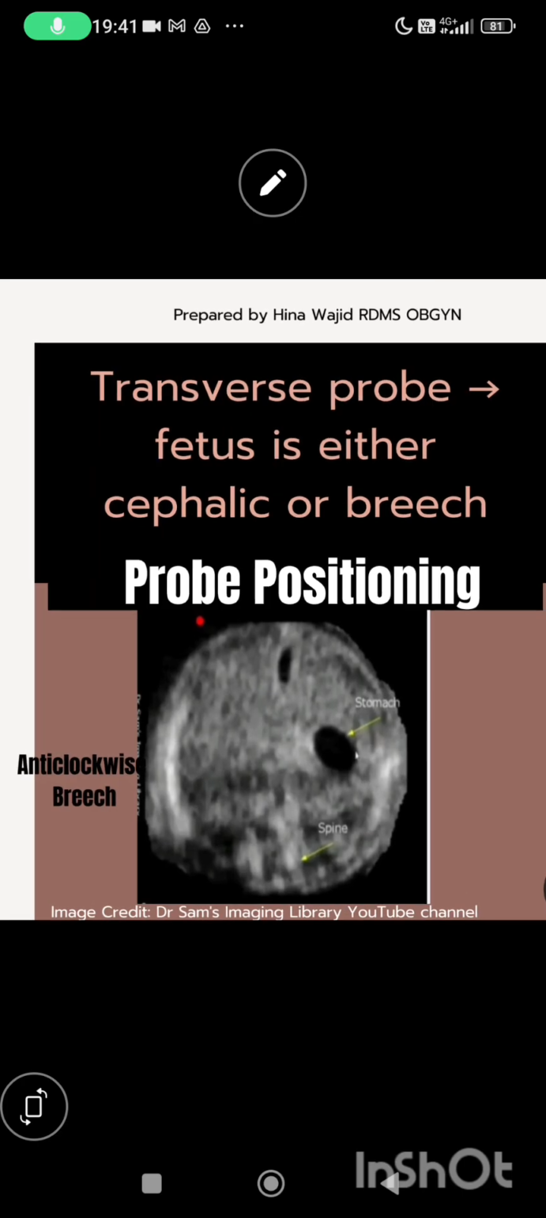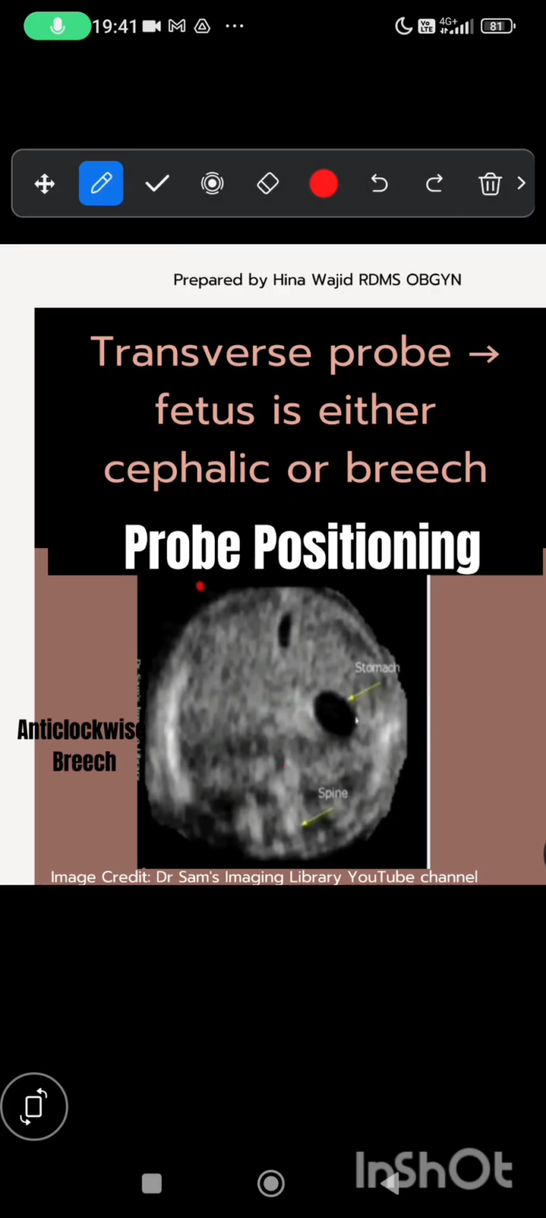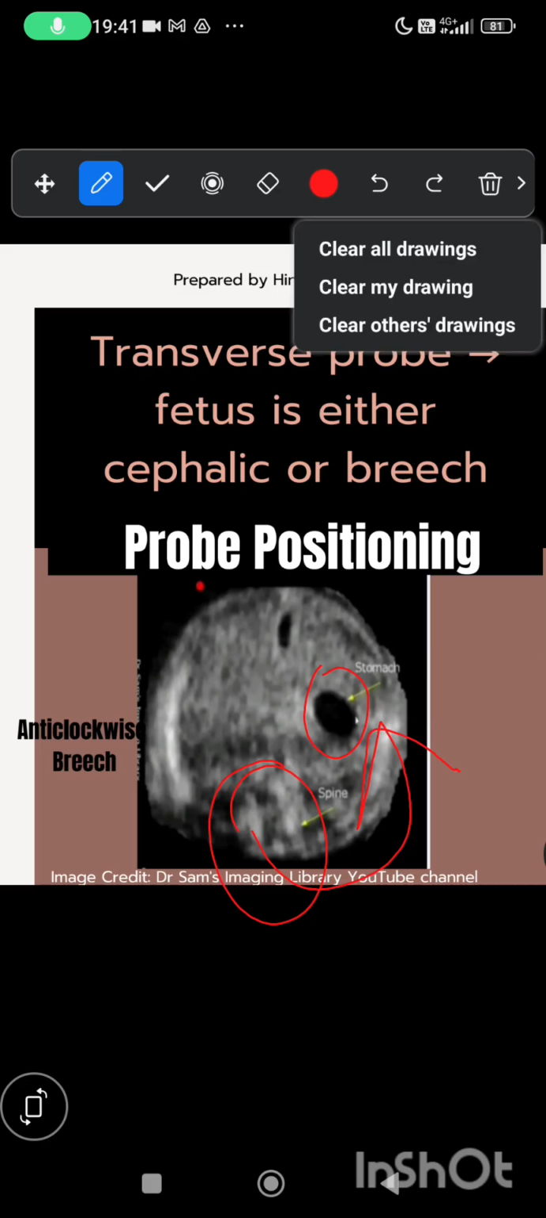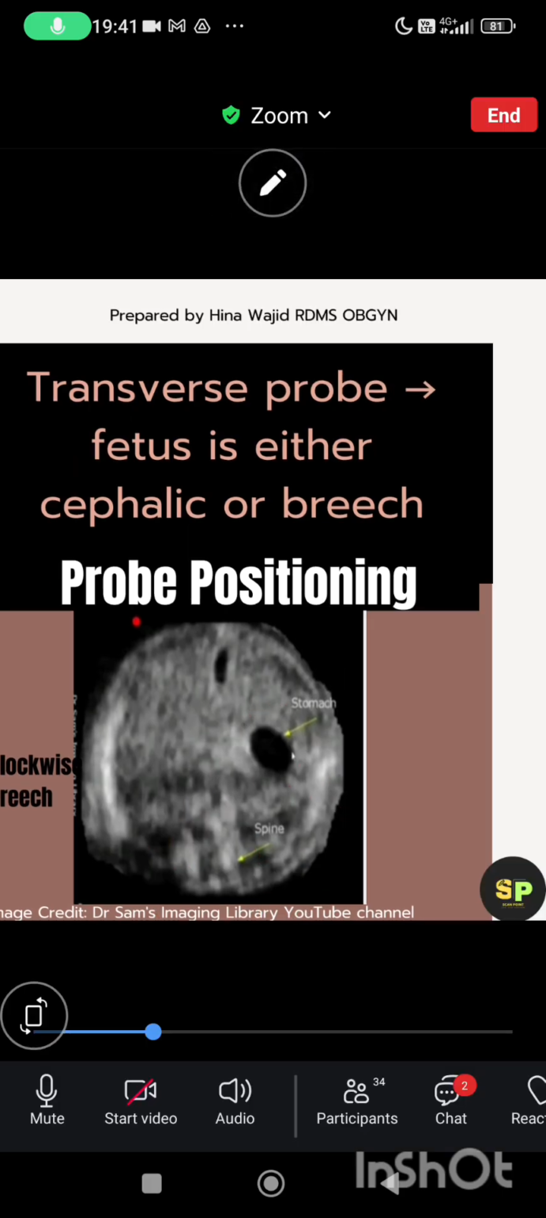Whenever the probe is transverse, the fetus is either cephalic or breech. Now here, spine and stomach. So their relationship is anti-clockwise. So is it cephalic or breech? Breech. Exactly, breech.